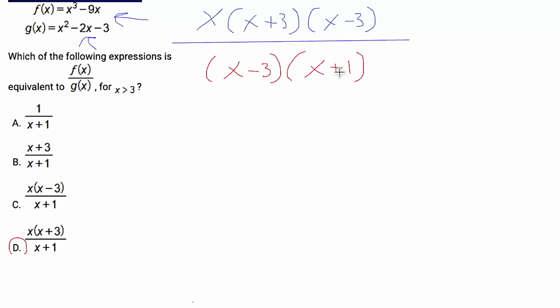And then 1 minus 3 is -2. So that's how it factors. And then from there, we can eliminate x minus 3. Goodbye, goodbye. And then that ends up matching choice D.